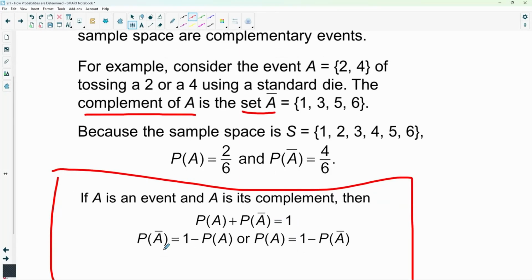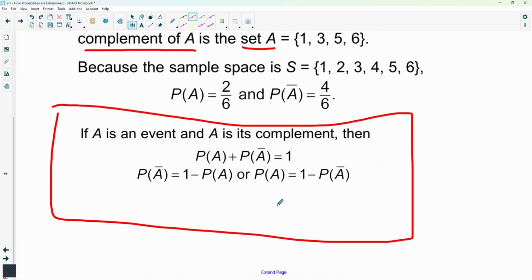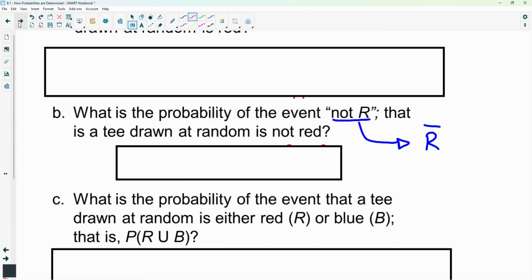And with knowing that, you can solve this equation for any of it. You can solve it if you have the complement, to find P of A. If you have the P of A, you can solve it to find the complement. So either one, you can use this equation to be able to find whatever you're missing for the complements.